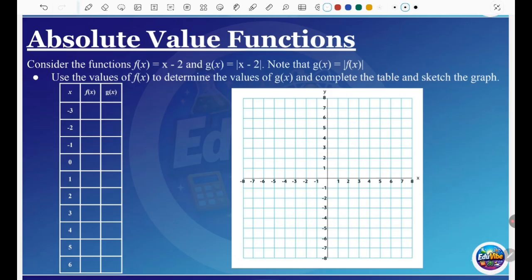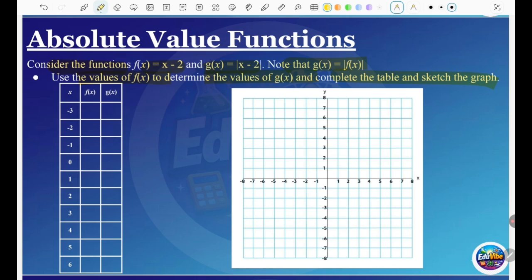So let's do absolute functions. We consider one function first, and we do two, the linear and then the quadratic one. So this is the function f(x) = x minus 2, and g(x) is the absolute value of x minus 2. Note that g(x) is equal to the absolute value of f(x). So use the values of f(x) to determine the values of g(x), complete the table and sketch the graph.